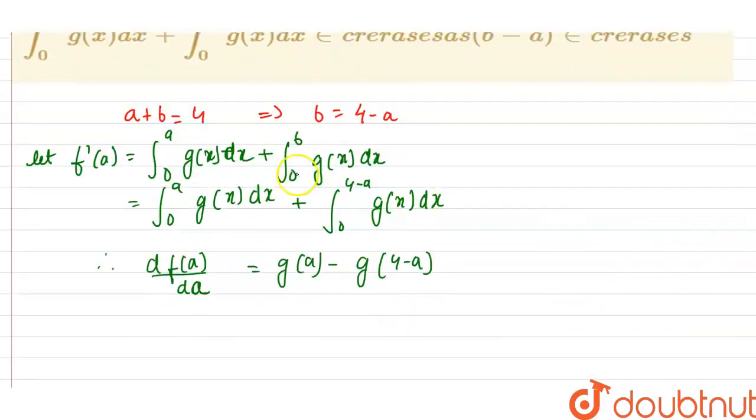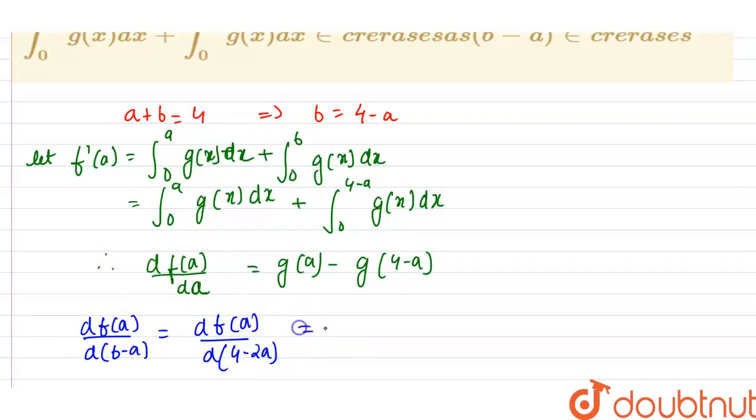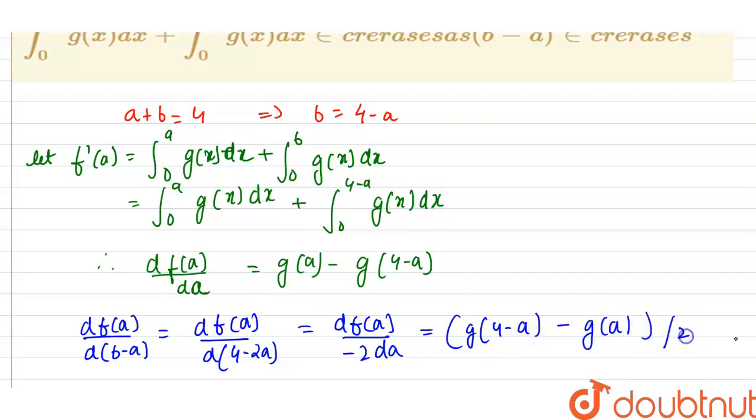So now similarly in this condition what we can say that now d f(a) divided by d(b minus a) is equal to d f(a) divided by d(4 minus a minus a), it became 2a, right? So it is d f(a) divided by minus of d(2a), which is further equal to g(4 minus a) minus g(a), and we are dividing by 2.